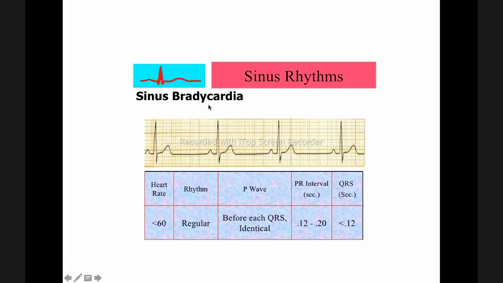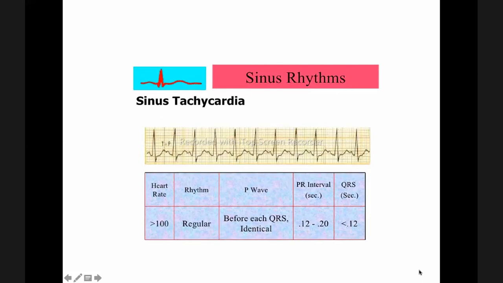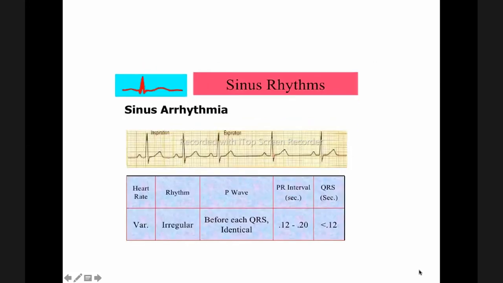However, if they have no symptoms, then these are patients you can observe. And of course, if there's a reversible cause, reverse that cause. Stop those drugs that are causing bradycardia. Treat the MI. Treat the thyroid disease. Then everything might resolve. So that's for sinus bradycardia.